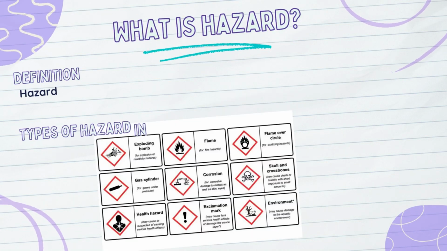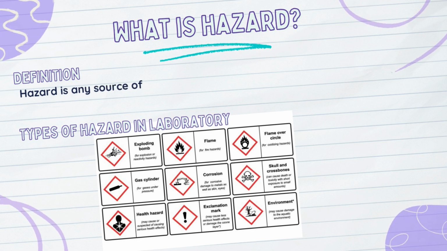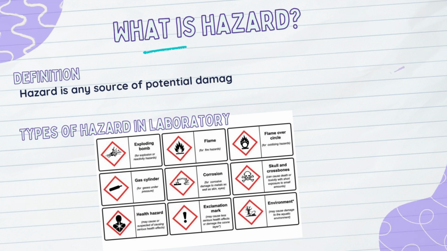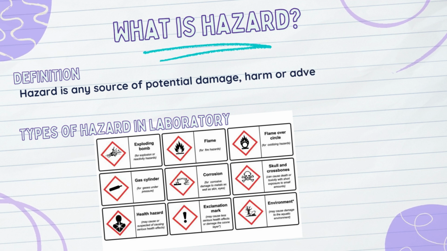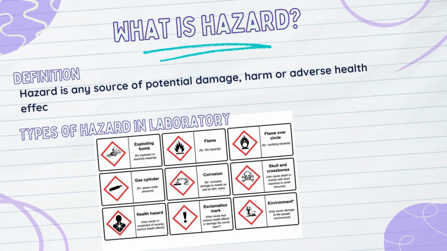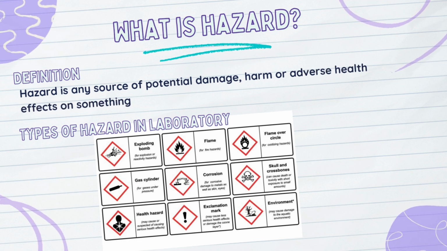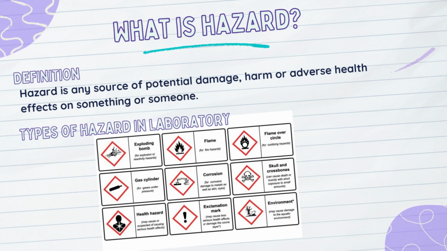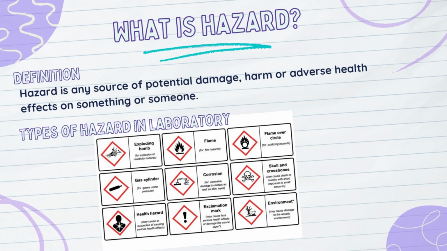The risk and hazard awareness is important because hazard is the source of potential damage, harm, or adverse health effects on something or someone. Therefore, we need to know what are the types of hazards so we can identify them before evaluating the risk. Do you know any general laboratory safety rules?